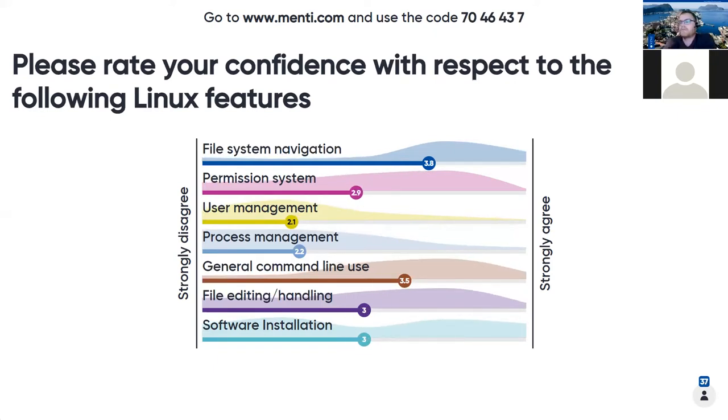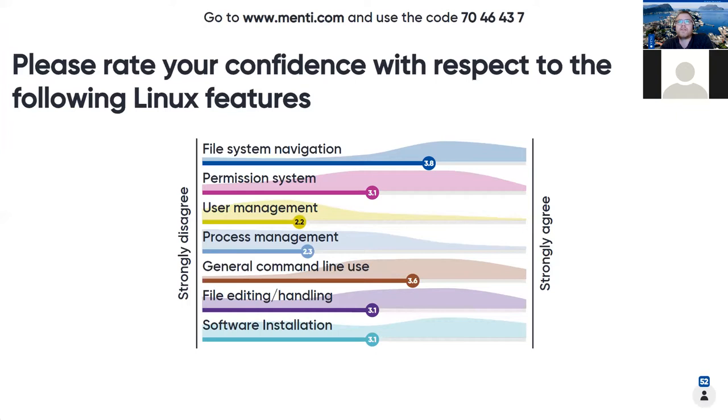Let's get a few more. More stable here already. So file system is deeply settled. Brilliant. Permission system sounds good. General command line use, file editing and handling.